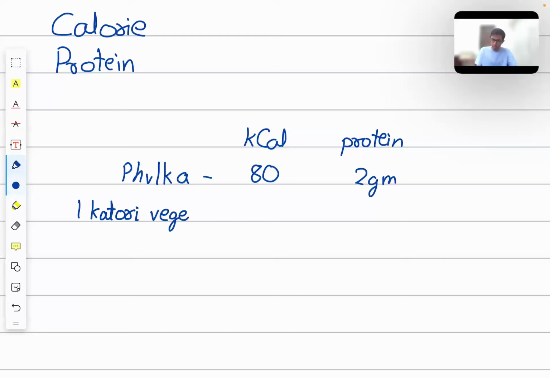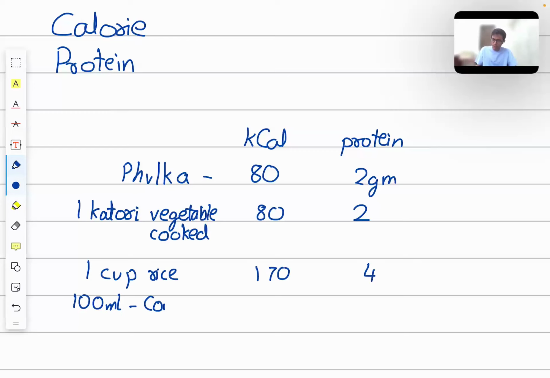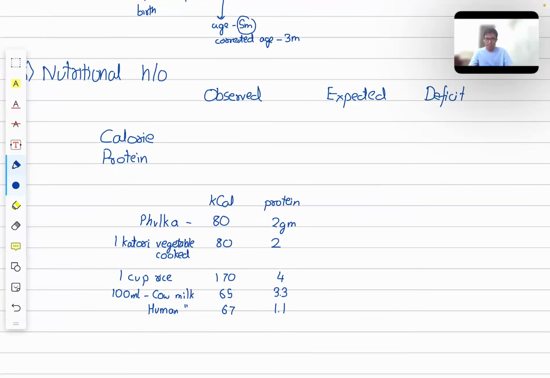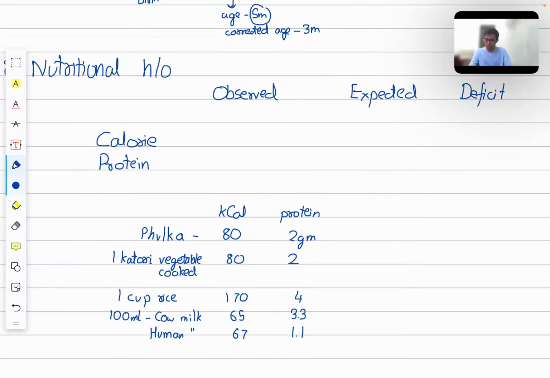One katori vegetable cooked will have 80 kilocalories and 2 gram protein. 1 cup of rice will have 170 kilocalories, 4 gram protein. 100 ml of cow milk will have 65 kilocalories and 3.3 gram protein, whereas human milk 100 ml will have 67 kilocalories and 1.1 gram protein. So using this, you can have a rough estimate of the observed calorie and protein intake.